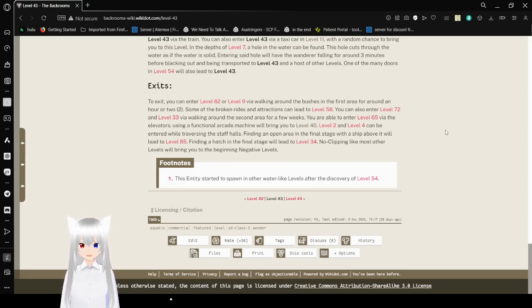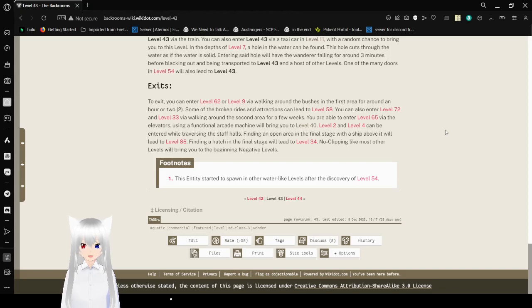Exits. To exit, you can enter level 62 or level 9 via walking around the bushes in the first area for around an hour or two. Some broken rides and attractions can lead to level 58. You can also enter level 72 and level 33 via walking around the second area for a few weeks. You're able to enter level 65 via the elevators.